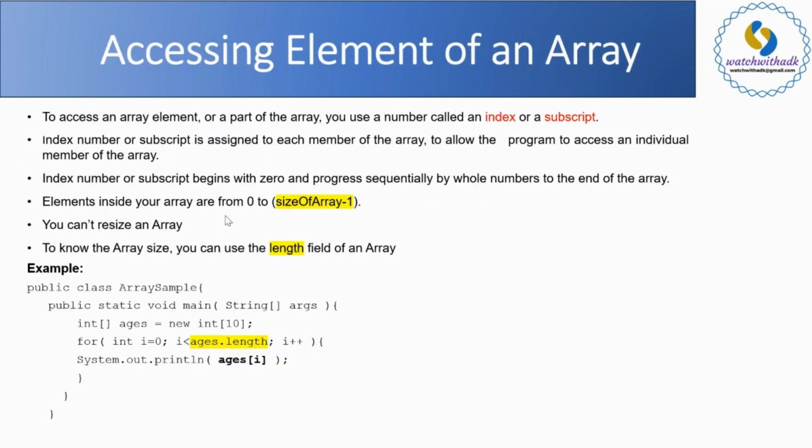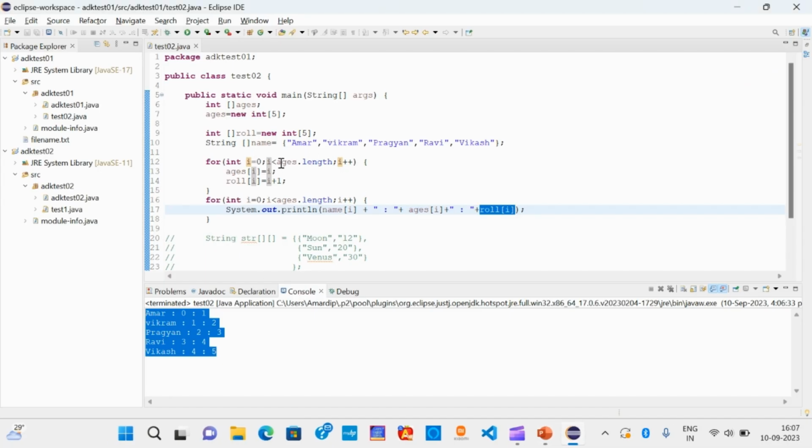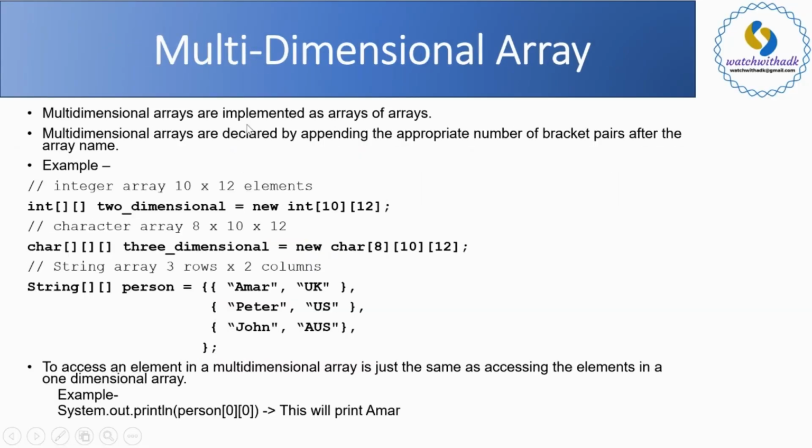Okay, so these are what we call single-dimensional arrays, right? Because we have only one dimension. We also have the concept of multi-dimensional arrays. Multi-dimensional arrays are implemented as arrays of arrays. Multi-dimensional arrays are declared by appending the appropriate number of bracket pairs after the array name.